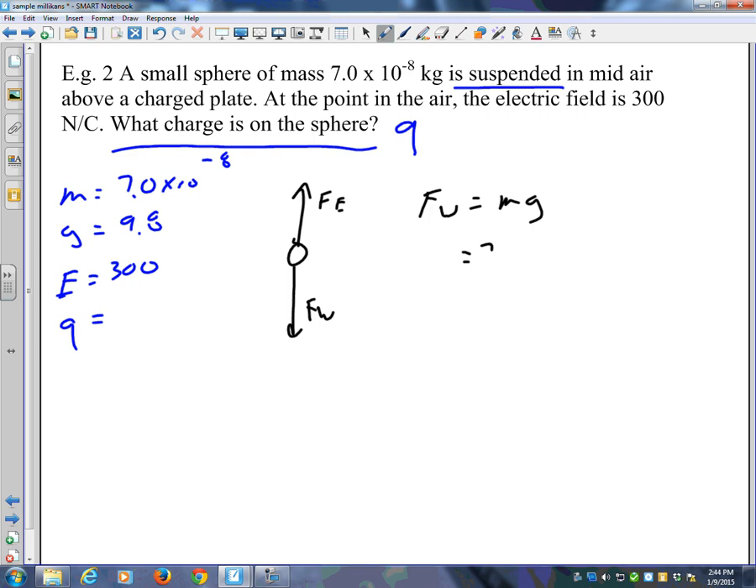The mass is 7.0 times 10 to the minus 8. G is 9.8. The number you're always going to get after multiplying by 9.8 is going to be a number that's really close to this one. So it's going to be like 6 point something.